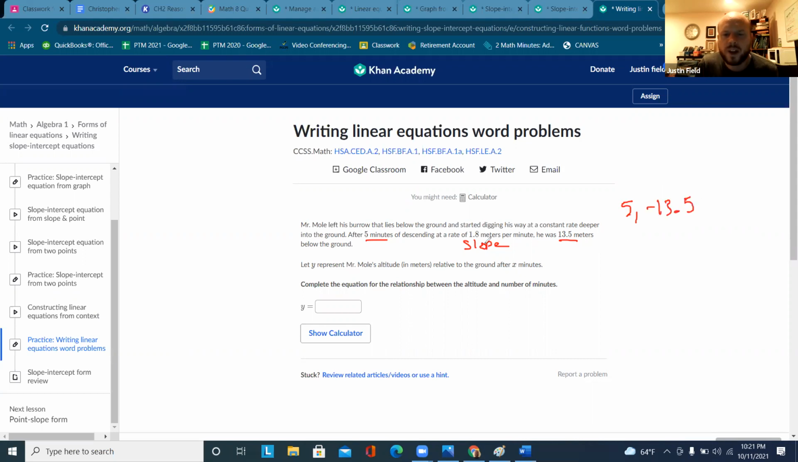We have a point, and we have a slope of 1.8. So what we need to do is substitute those, just like I did in the last problem, into y equals mx plus b, solve for b, and we'll have our equation. So our y is negative 13.5, and our slope is 1.8, and our x is 5.